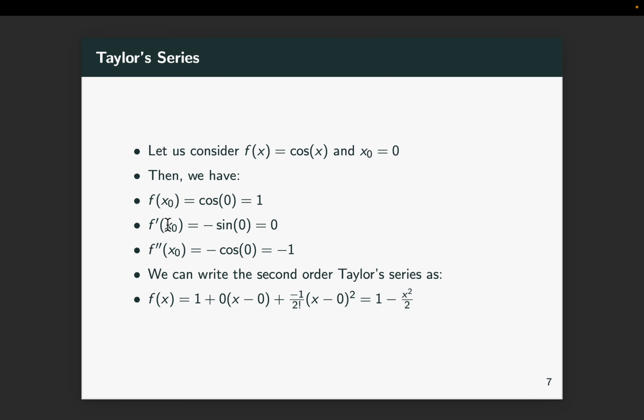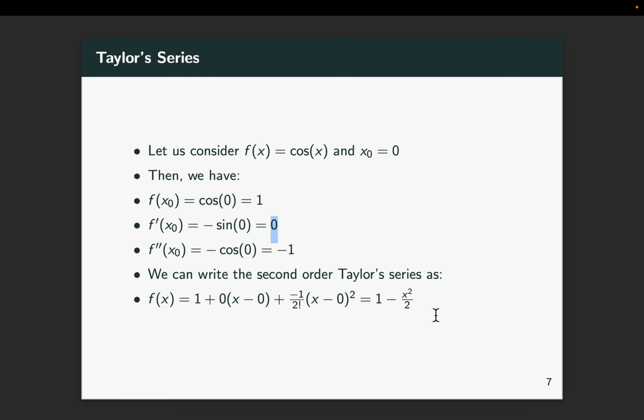F dash of x, you first find the derivative of the function. So, the derivative of cos is minus sin, you put the value 0, you get 0. The double derivative is minus cos, you put 0 as the input, you get minus 1, and you put in the remaining terms. So, if we had to write a second order Taylor series for this, we would write f(x) equal to 1 plus 0, which is f dash, into x minus 0, plus minus 1 over 2 factorial, x minus 0 whole square, which is 1 minus x square over 2. So, this is the approximation which we can learn.